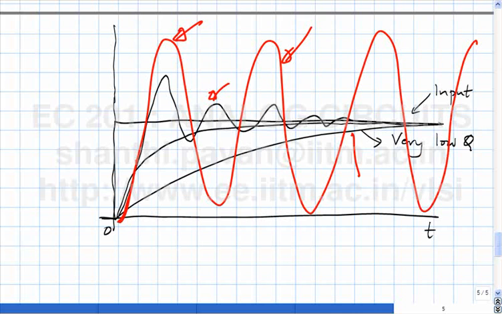Of course, having a very low Q is also not very good, because the response is still very sluggish. What you want is a Q where the poles have just become complex conjugate, which gives you something which responds rapidly and just dies down like this.